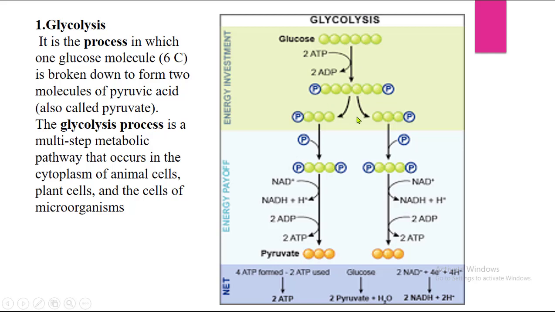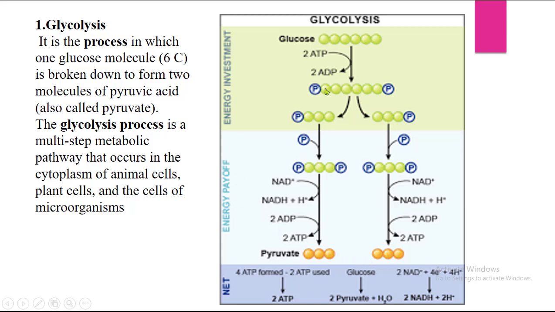Each of the 3 carbon containing compounds undergoes the same changes. It is going to release a phosphate group, and then it is going to produce NADH and 2 ATP molecules. The same is happening on this side: 1 NADH molecule and 2 ATP molecules are produced, and the end product of glycolysis is 2 pyruvate molecules, or pyruvic acid molecules. So here you can see this is the payoff phase.